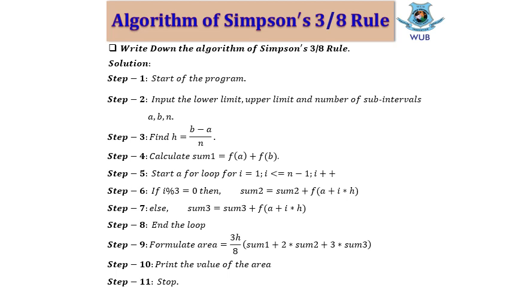Now according to Simpson's 3/8 rule, we have to check whether the value of i is divisible by 3 without any remainder. That means i mod 3 equals 0. Then we calculate sum 2, which is sum 2 equals sum 2 plus f(a plus i times h), or we calculate sum 3, which is sum 3 equals sum 3 plus f(a plus i times h). Then we end our loop and all these values are put in Simpson's 3/8 rule and we get our desired result.